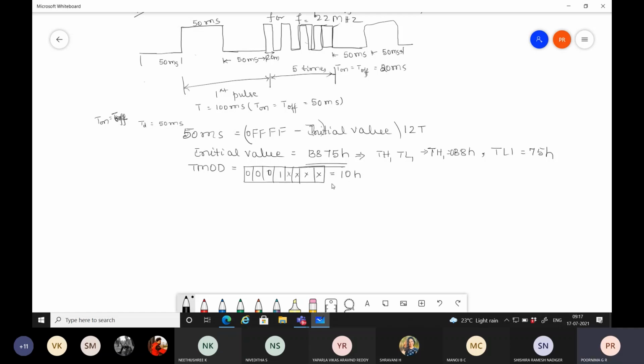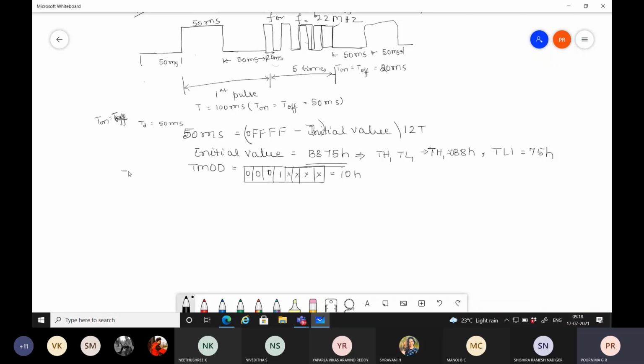After computing the timer with a TMOD value of 10H, how many times does this 50 milliseconds need to be repeated? 50 milliseconds needs to be repeated for the on period and off period, so only twice. Therefore I will go for the looping technique to complete this program. Similarly, the 20 milliseconds delay is for the 5 pulses, so it needs to be repeated 5 times.